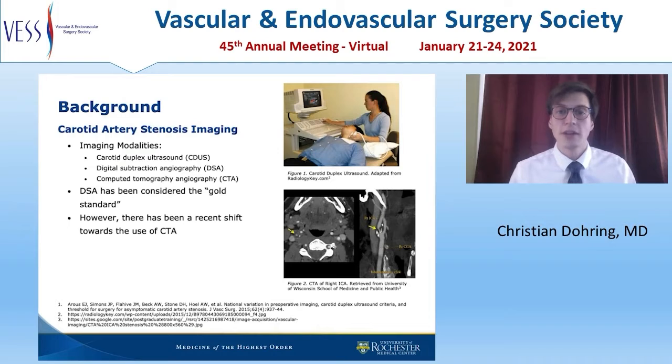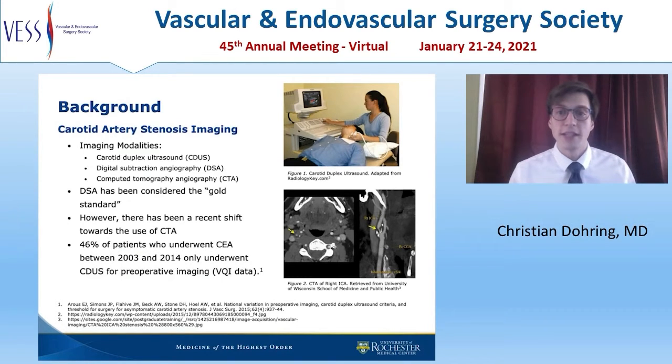The vast majority of ultrasound velocity criteria for estimating carotid artery stenosis have been derived from angiography measurements. In recent years, a few CTA-derived ultrasound velocity criteria have been published, including one from our institution in 2014. However, none have directly compared traditional angiography to CTA in the derivation. The accuracy of ultrasound velocity criteria is of critical importance, especially when nearly half of patients who underwent CEA in 2003 and 2014 only underwent ultrasound for preoperative imaging.